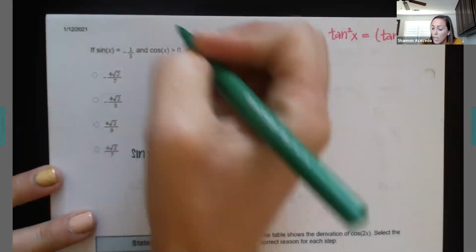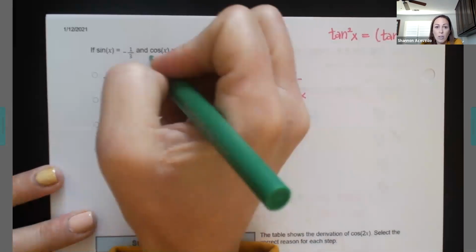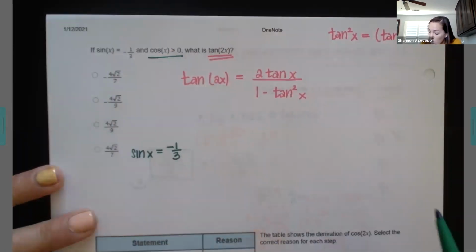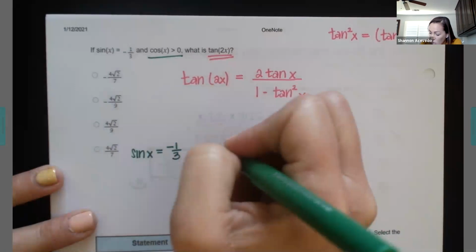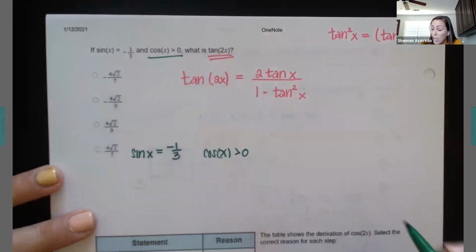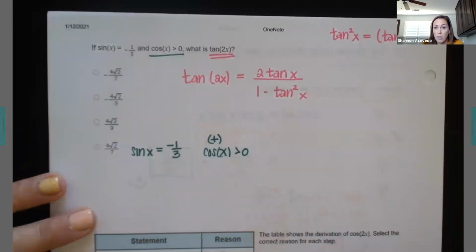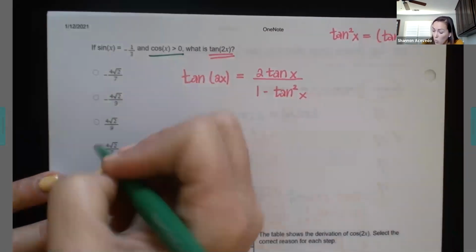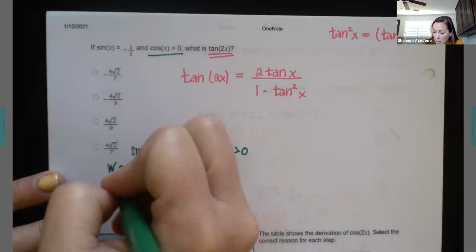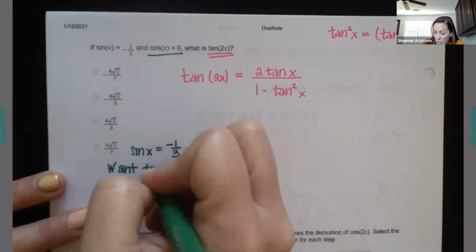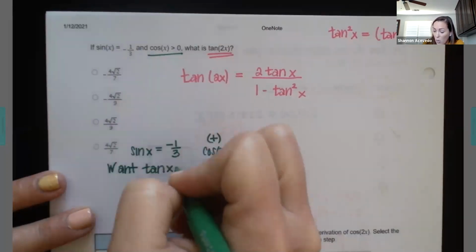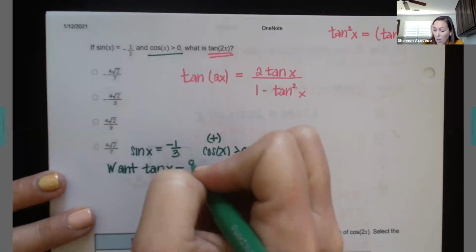I know that cosine has to be greater than 0. So cosine of x is greater than 0. If it's greater than 0, then it has to be a positive value. We want tangent of x. So we need to know what is our opposite side over our adjacent.